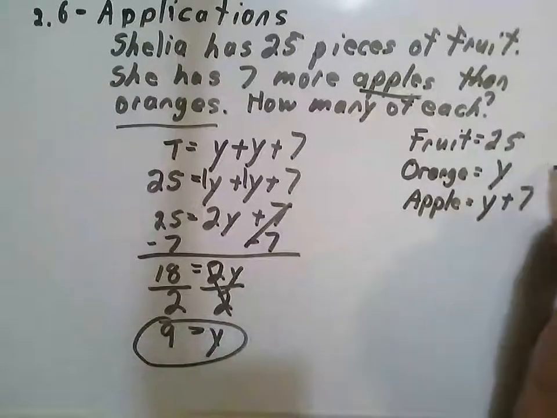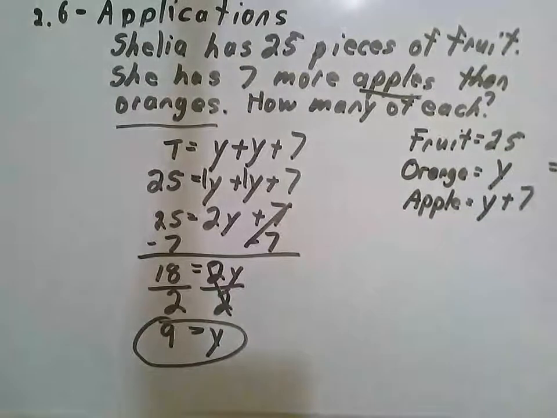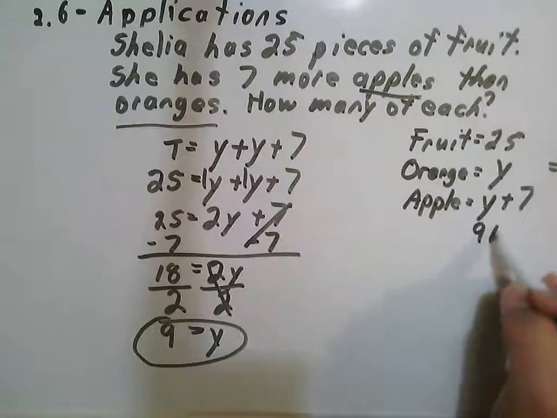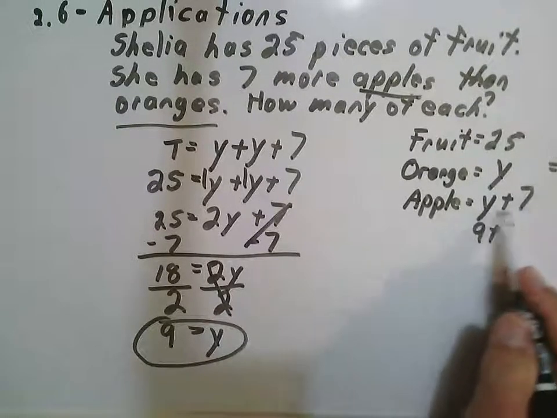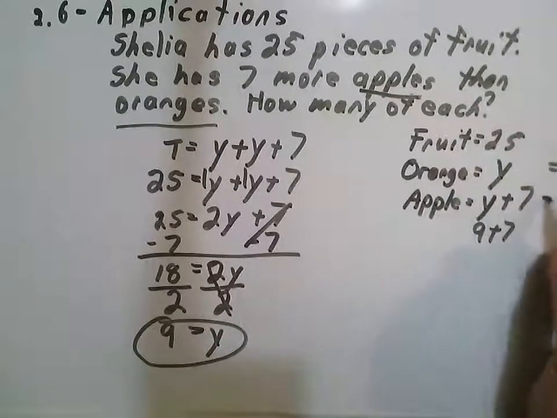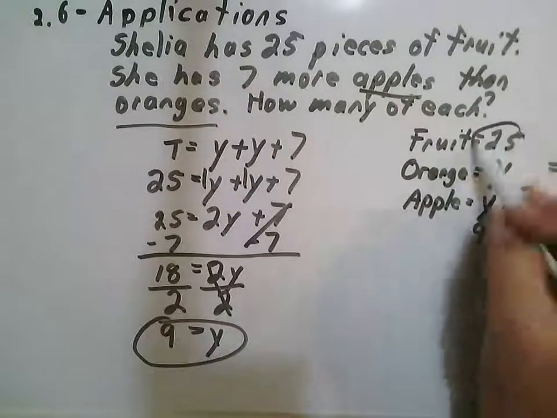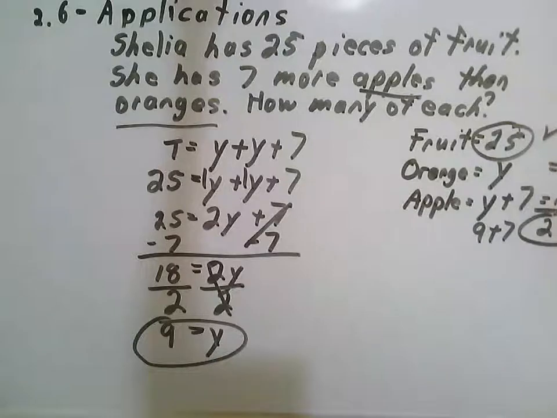So I know that my oranges, I'm going to have a total of 9 oranges. Now, how do I know how many apples I have? Well, I just substitute that in. That's going to be 9 plus 7, because all I'm doing is just substituting a 9 in for the y. 9 plus 7 is 16. If I add both of these together, 9 plus 16, carry the 1, it's going to give me 25. I know that she had 25 pieces of fruit, so I know I've worked this out correctly.